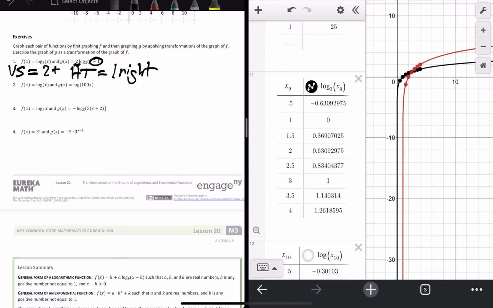And it's a factor of 2. Stretched by a factor of 2. Okay.